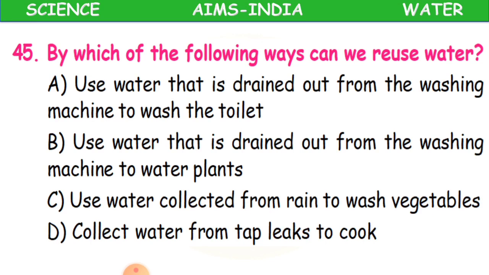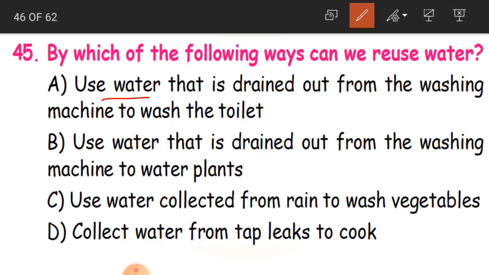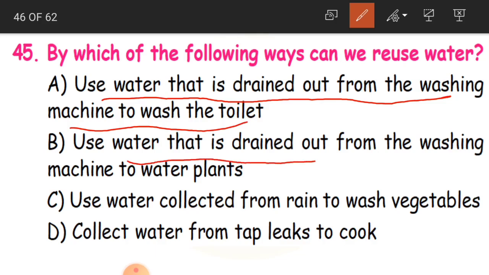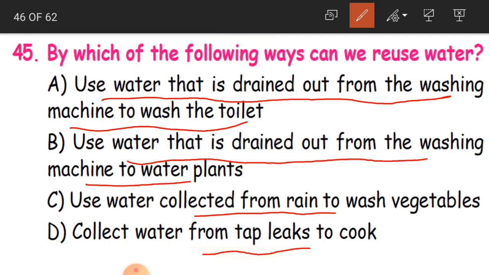45th question, children. By which of the following ways can we reuse water? Already used water, again we are using it in a different way. Which is the best way here? Let us see. A option is use water that is drained out from the washing machine to wash the toilet. B is use water that is drained out from the washing machine to water plants. C is use water collected from rain to wash vegetables. D is collect water from tap leaks to cook. See children, we cannot do these three. Only the first one, that is A option.